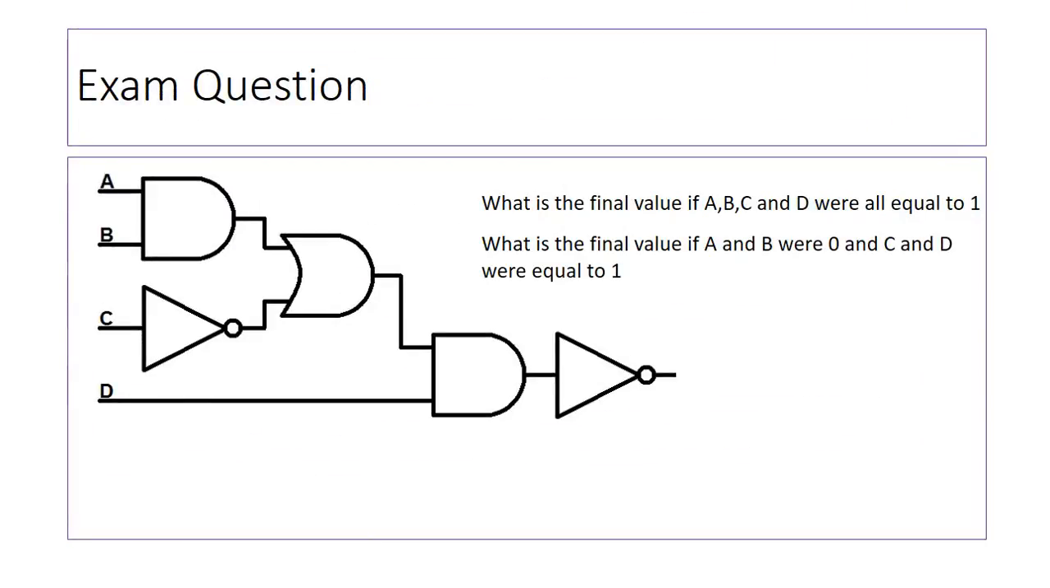So here's an exam question for you. We've got another circuit diagram here. We've got a couple of AND gates, we've got a couple of NOT gates and an OR gate. And the questions we're looking at here: what's the final value if A, B, C and D are all equal to 1? And what is the final value if A and B were 0 and C and D were equal to 1? I'll let you click pause, have a look at this video. If you want to look back at the gates as well before you answer this, be my guest.